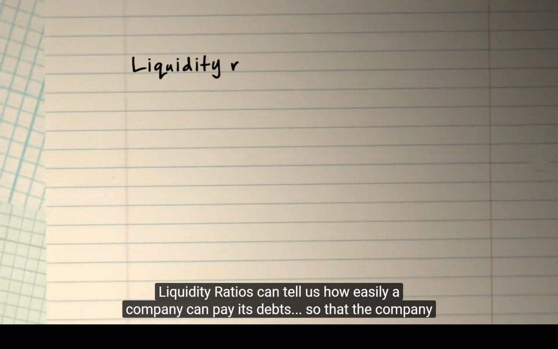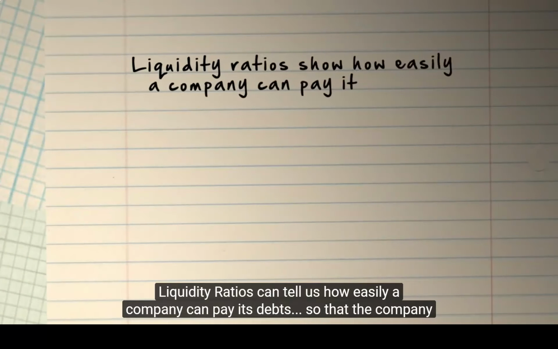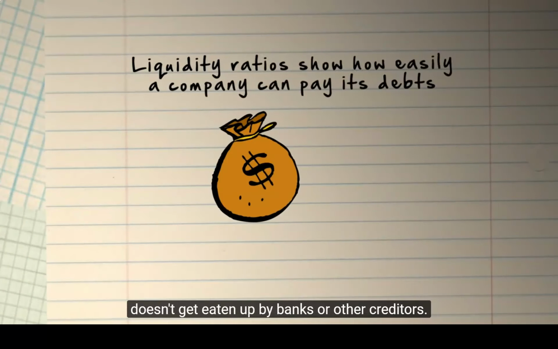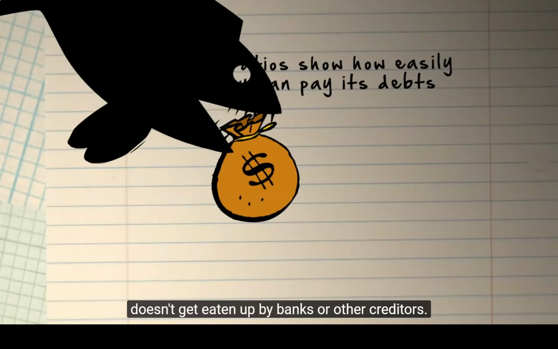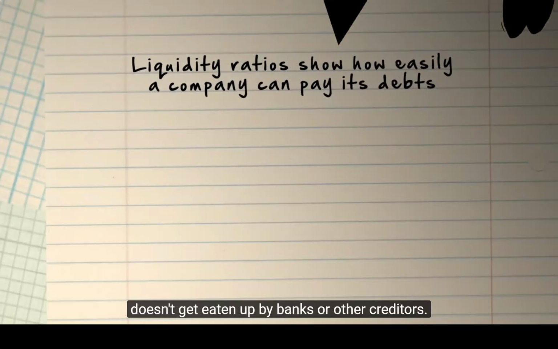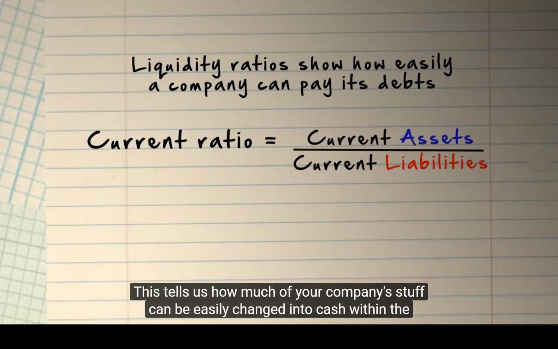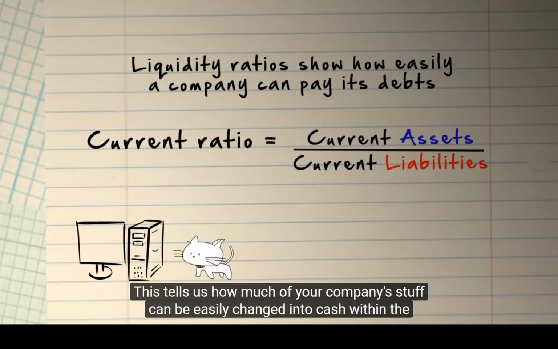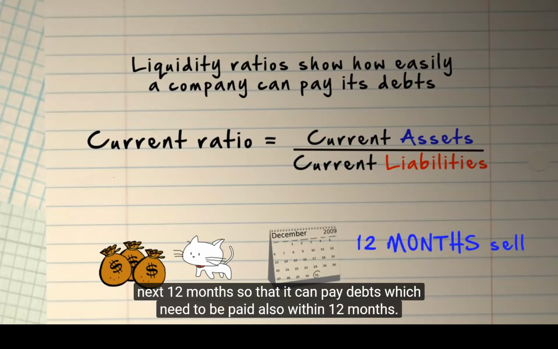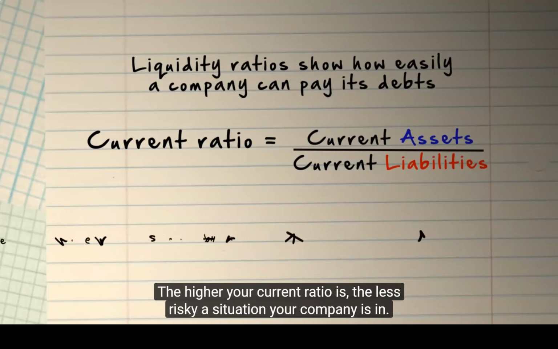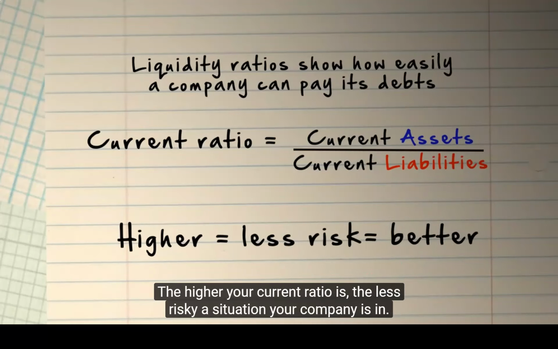Liquidity ratios can tell us how easily a company can pay its debts so that the company doesn't get eaten up by banks or other creditors. An example of this is the current ratio. This tells us how much of your company's stuff can be easily changed into cash within the next 12 months so that it can pay debts which need to be paid also within 12 months. The higher your current ratio is, the less risky a situation your company is in.